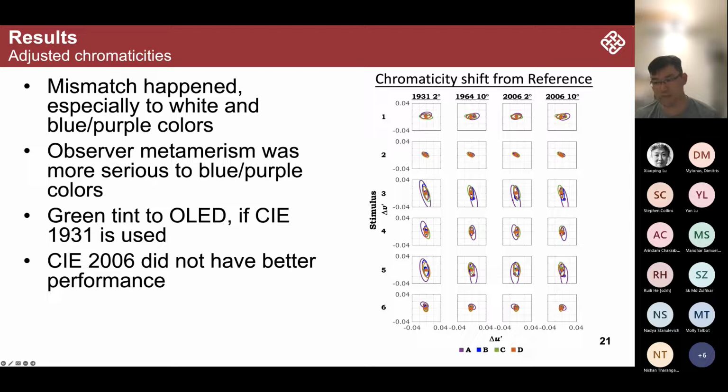In other words, the size of the circle and the size of the shift are not significantly reduced in comparison to the CIE 1931 and also the CIE 1964. So this means the CIE 2006 color matching functions still did not have a better performance. And this is actually what we need to look at for these modern display systems.